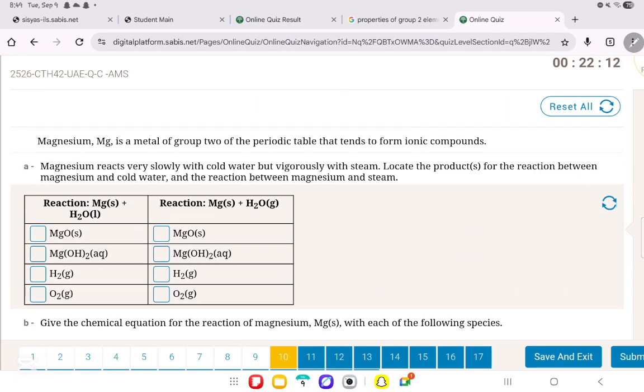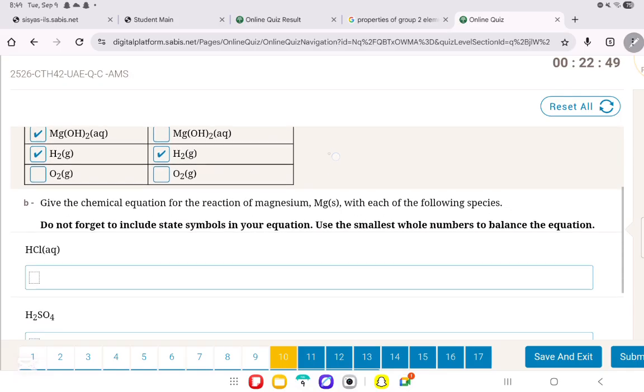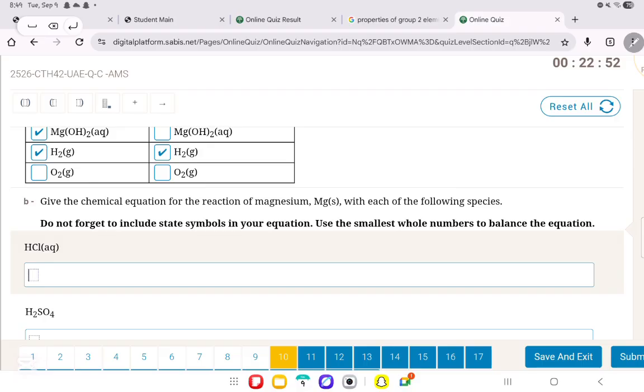So magnesium solid plus water liquid, a metal plus water liquid will give us a metal hydroxide, and in this case it's magnesium hydroxide, which is aqueous, along with the fact that it releases H2 gas. Now, magnesium solid plus H2O gas will give us magnesium oxide, metal oxide, in addition to H2 gas. Now, we need to write the chemical equations, including their state symbols, in order to solve the question correctly.